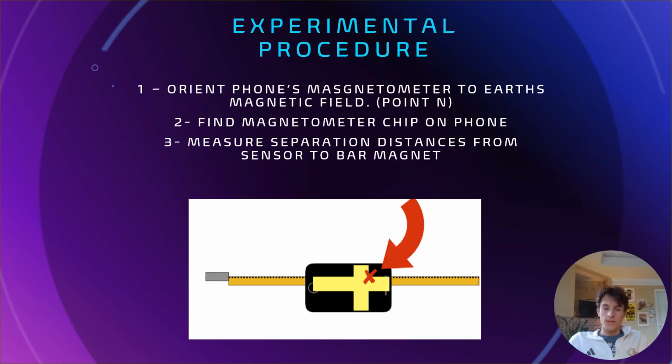So the procedure we do first is to find the magnetometer on our phone. So as we did in lab, we use this tape to mark it off so that we can get this distance for our formula.